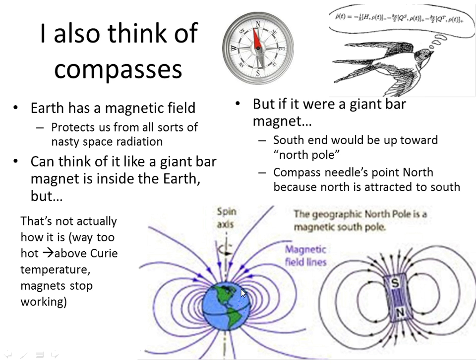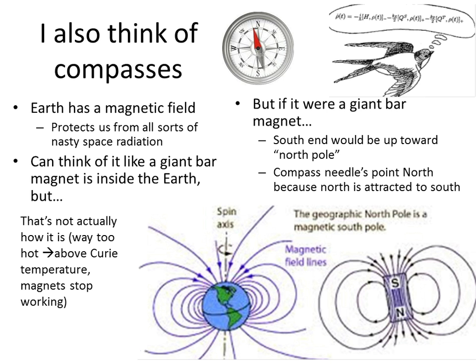But visualize it like it is. Okay, so there's this giant bar magnet in here. Now, if we take a look at this, notice something that might surprise you. Up in the North Pole, the geographic North Pole, what side of the magnet is actually up there? The south end of the magnet is going to be up there. And you say, well, that's weird. Why would it be like that? Well, because this is the north end of the magnet, and north is going to be attracting to south.